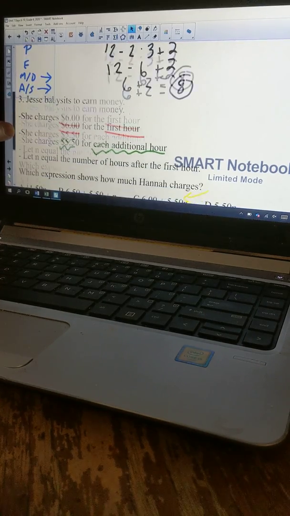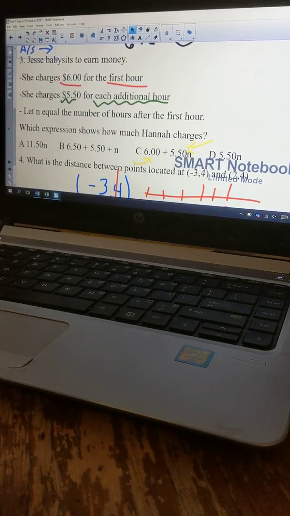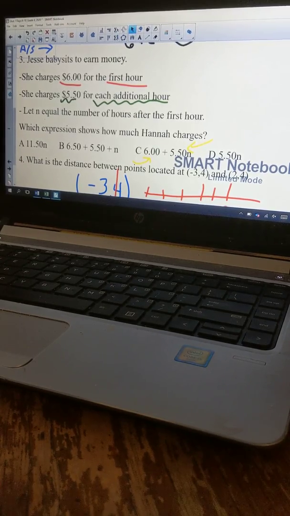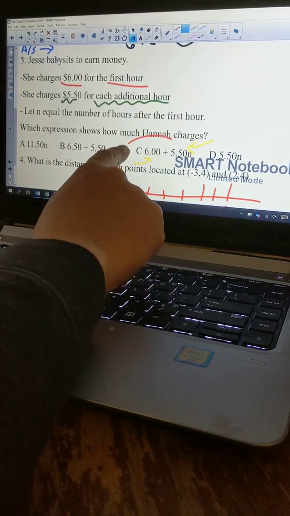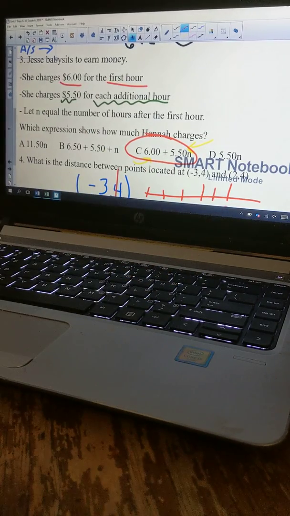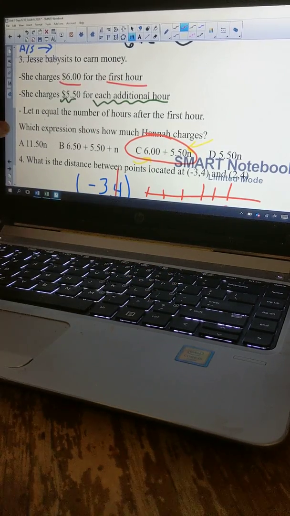Number 3, Jessie babysits to earn money. We have some information. We know she charges $6 for the first hour and $5.50 for each additional hour. So if she worked for 2 hours, it'd be $6 plus $5.50. If she worked for 5 hours, it'd be $6 plus $5.50, $5.50, $5.50, $5.50. So the correct equation for number 3 is here. 6 plus 5.50n, and n is the number of hours she works.